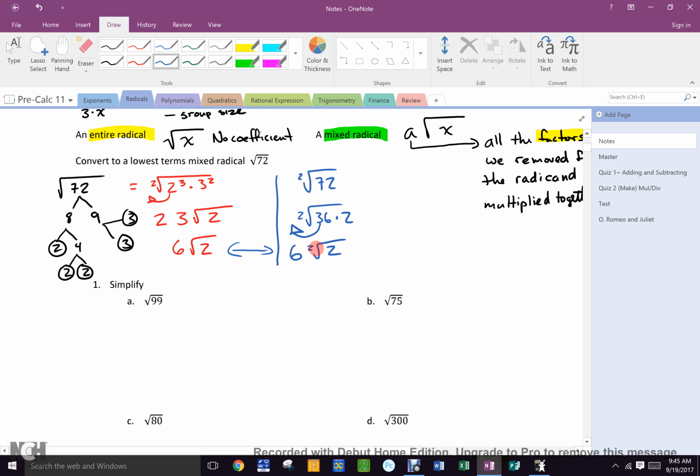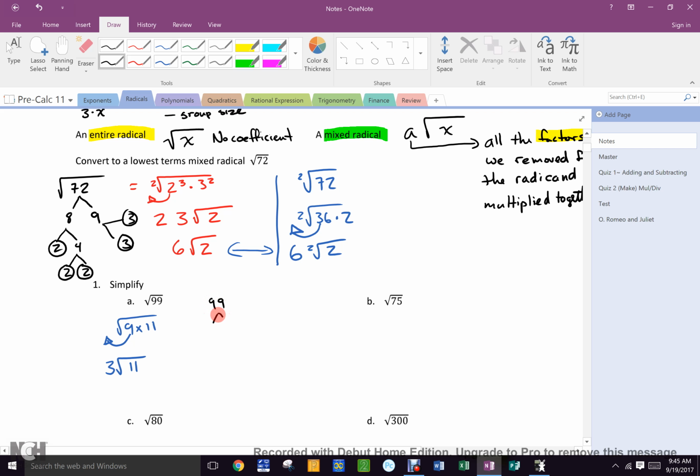Right, it is 9. So isn't the square root of 99 9 times 11? Does 9 have a square root? It's 3. So what comes out here? 3. And what did I leave under there? 11.